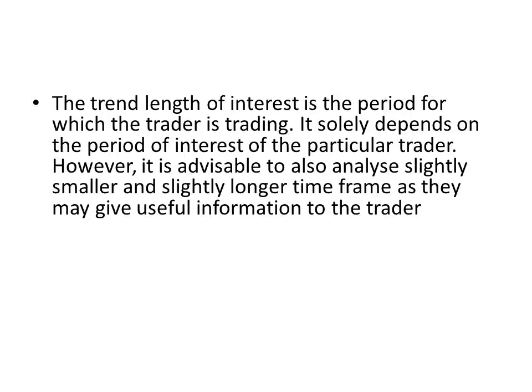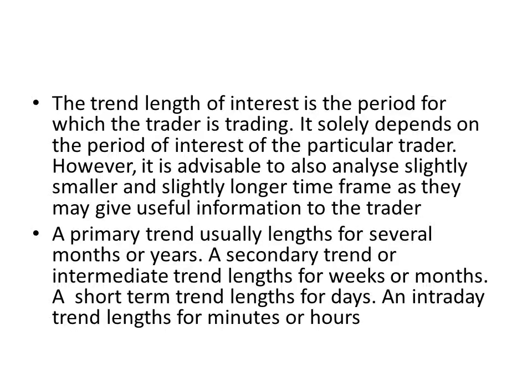The trend length of interest is the period for which the trader is trading. It solely depends on the period of interest of the particular trader. However, it is advisable to also analyze slightly smaller and slightly longer time frames as they may give useful information to the trader. A primary trend usually lasts for several months or years. A secondary or intermediate trend lasts for weeks or months. A short-term trend lasts for days. An intraday trend lasts for minutes or hours.